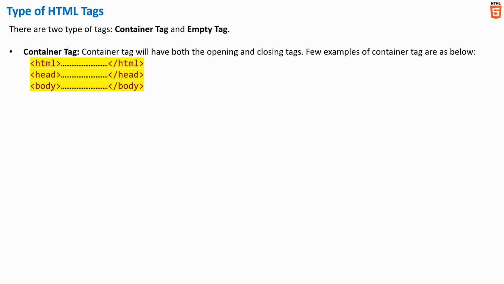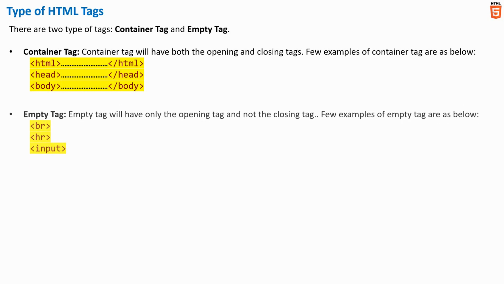But a very important point to note here is that a container tag will have both the opening tag and also the closing tag, and it can have some content in between the opening tag and the closing tag, and this content is known as the content of our HTML tag or the content of our HTML elements.